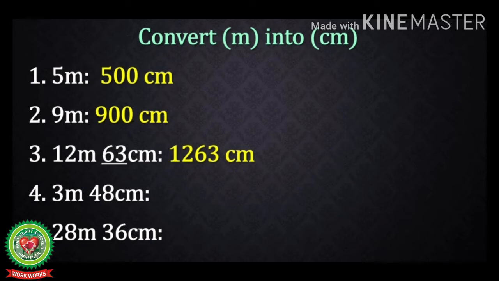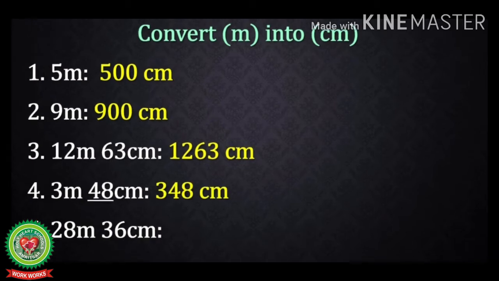Now look at this next sum. 3 meters 48 centimeters. Now 3 meters is equal to 300 centimeters, and instead of adding 2 zeros we will write 48. So the answer will be 348 centimeters.